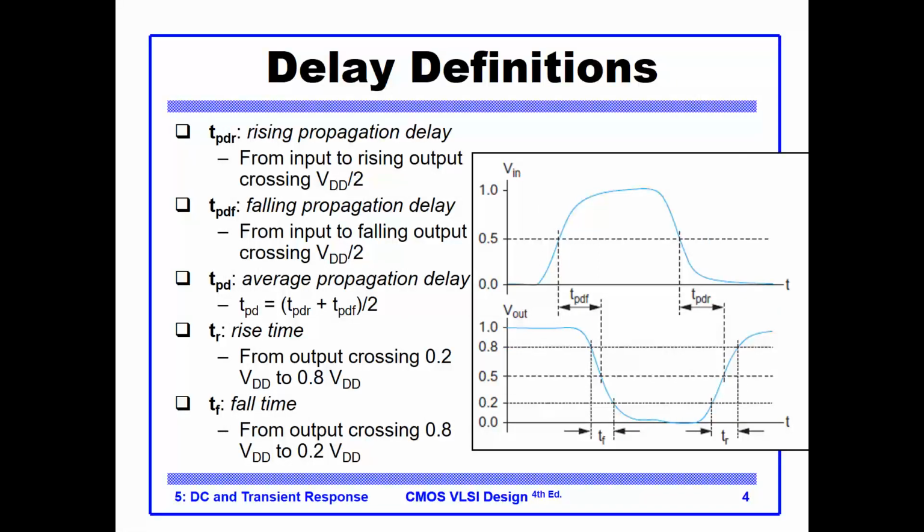Let's go back now to the definition and understand it with this explanation. So here, the delay definition, when we say rising propagation delay, it means the time from the rising of the input to the rising of the output. You can see here, he is using the input voltage in a separate diagram and the output voltage in a separate diagram. I wish they didn't do that. I wish they had the input and the output on the same plot, but that's fine.